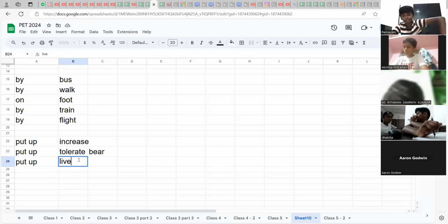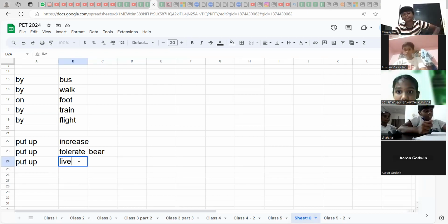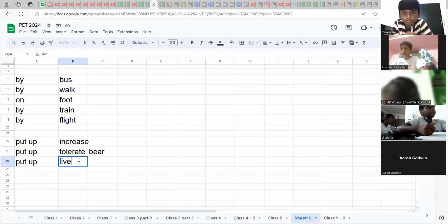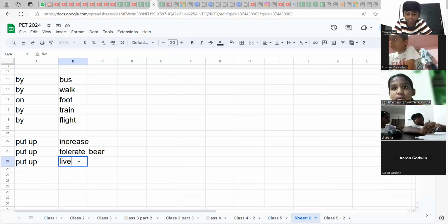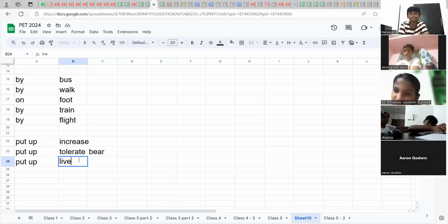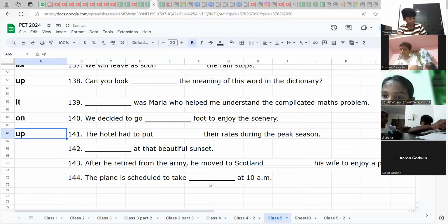These are not very serious things, but you can't simply be very lenient here in the class. You have to write it down. In the exam, they will give you all kinds of meanings of put up. You have to choose one according to the context. Be deadly serious about this, otherwise you'll make the same mistake again.